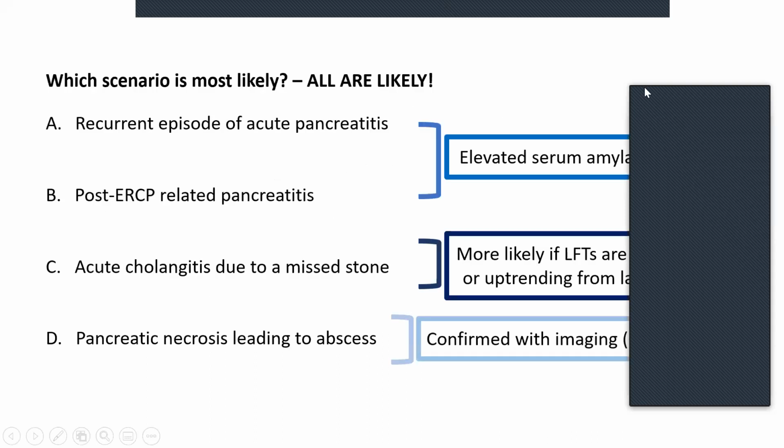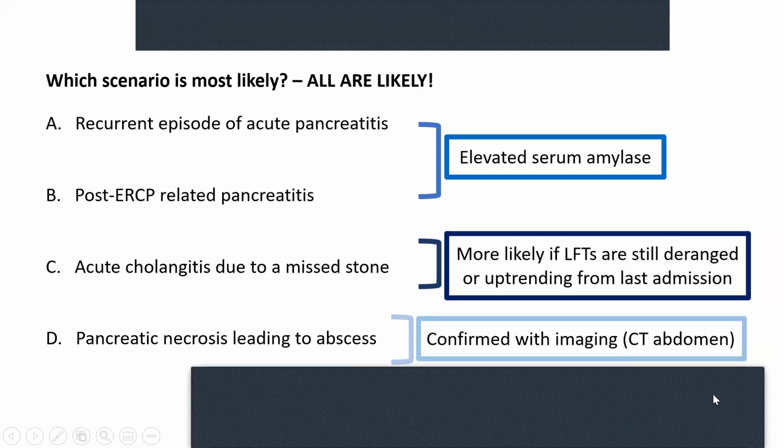So actually, given the information that we currently have, all the scenarios are very likely. So it's down to our history taking and the investigations that we'll initiate for the patient. If it's a recurrent episode of acute pancreatitis or post-ERCP related pancreatitis, we expect that the patient will still have quite an elevated serum amylase compared to their previous admission.